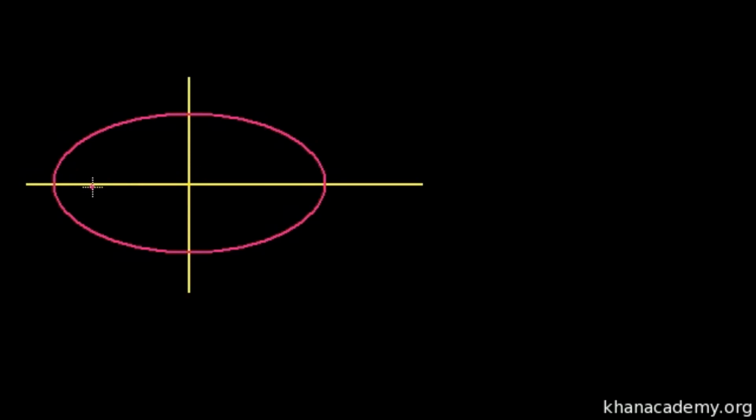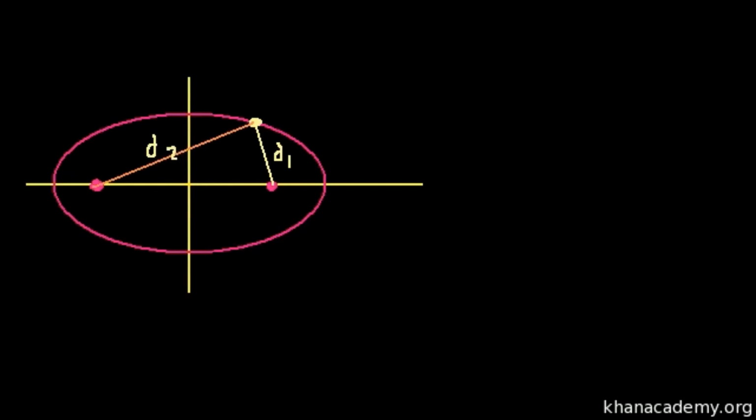If this is one focus point right here, and this is the other focus point, this ellipse could be defined as the set of all points, or the locus of all points, where if I take the distance from any one of these points on the ellipse to each of the foci, and add that distance to this distance, let's call this D1, and this is D2, that's going to be equal to a constant number along the whole ellipse.